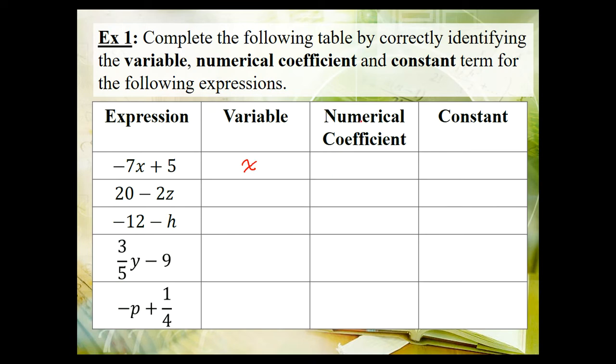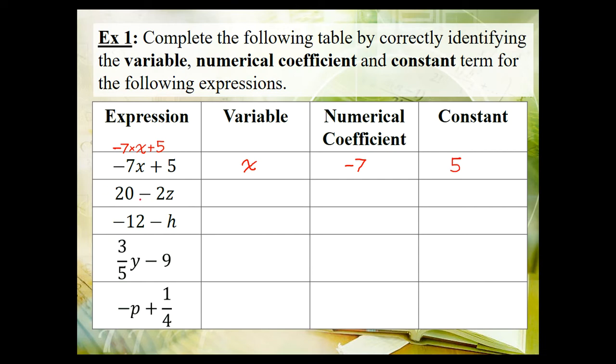The numerical coefficient is a number that is attached to the variable through multiplication. So in this expression, even though we don't show it, you could write it as negative 7 times x plus 5. So the negative 7 is attached to the variable through multiplication. So my numerical coefficient would be negative 7. The constant term, well, it's separated by addition, so that would just be 5.